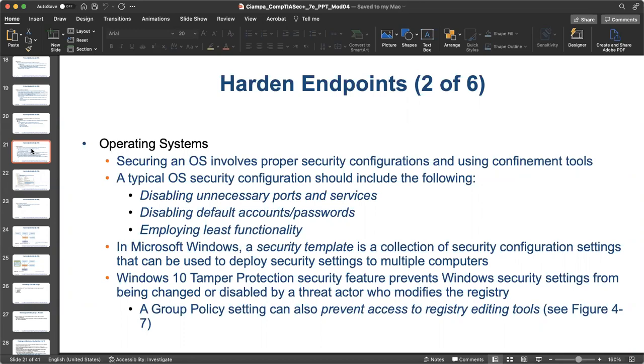And then employing the concept of least functionality. It is really, really important. Actually, in the military, we have two concepts to look into. One is need to know basis, and the other one is least privileges, right? And over here, we have employing least functionality, aligned with the same concept. So basically, every application and every user should be limited to the least level of functionality when it comes to their access into the system.